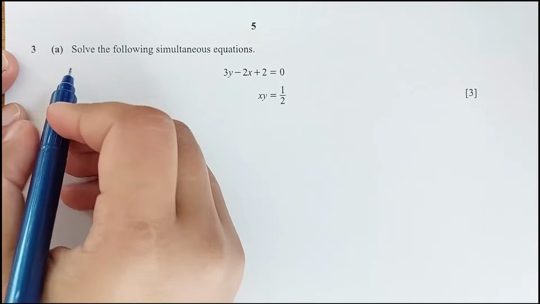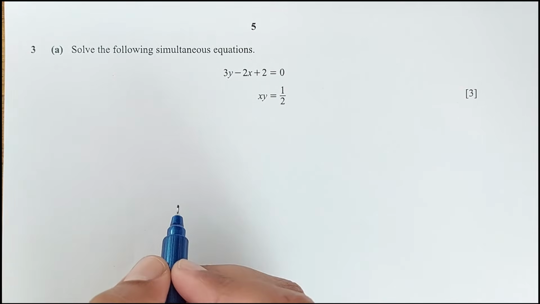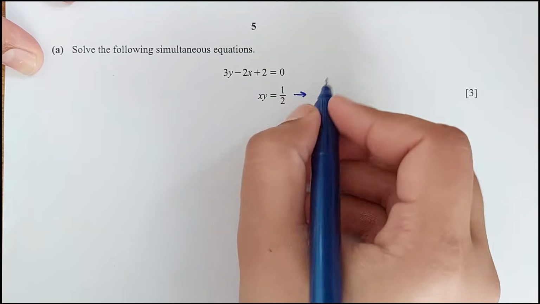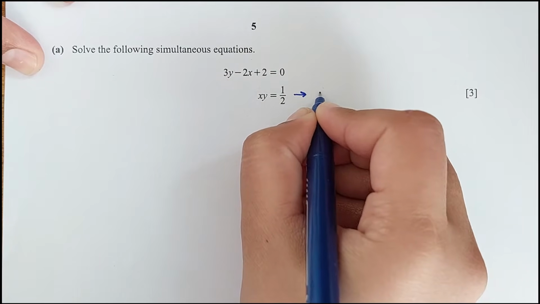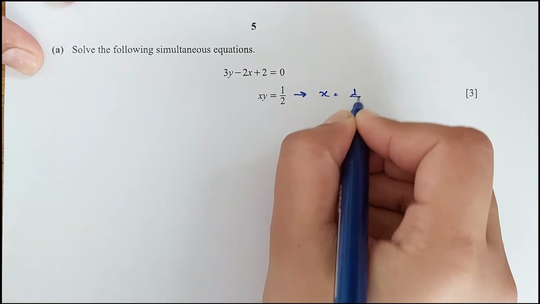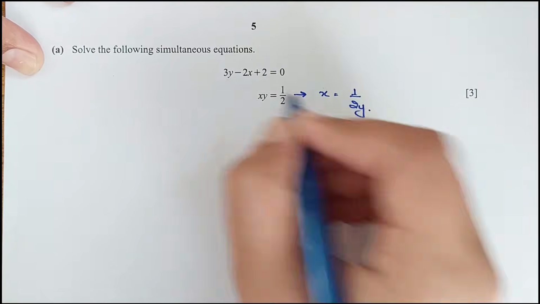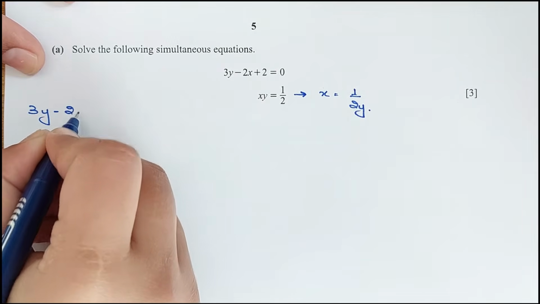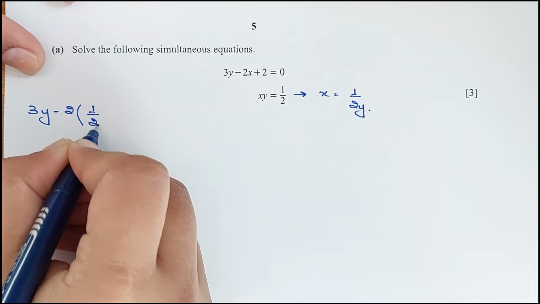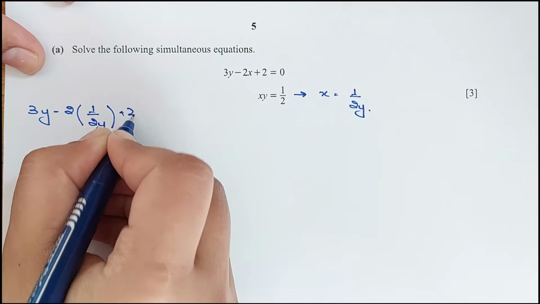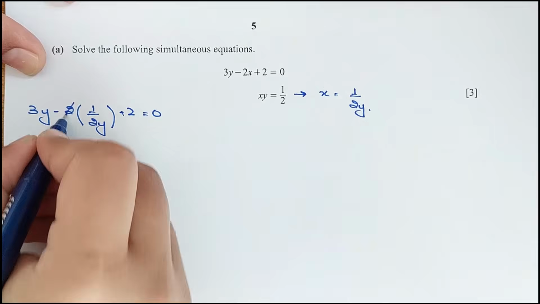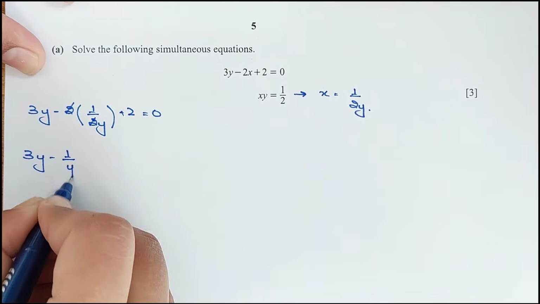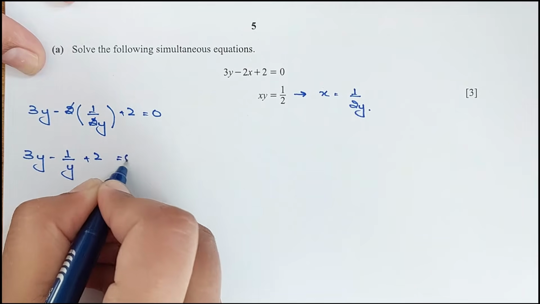Question number 3, part A. Solve the following simultaneous equations. From the second equation, let me solve for x. X is 1 by 2y. Substitute over here. So 3y minus 2 times 1 by 2y plus 2 equals 0. 2 is cancelled with 2. We have 3y minus 1 over y plus 2 equals 0.